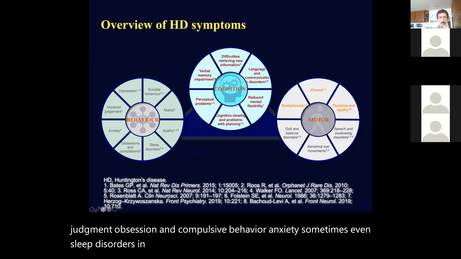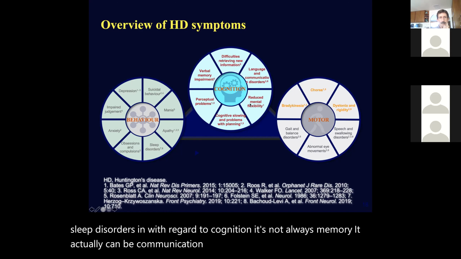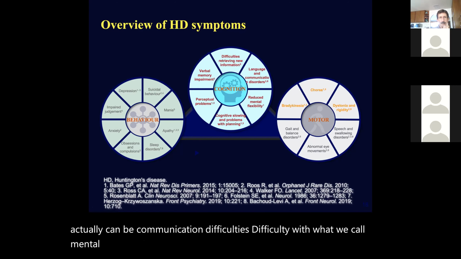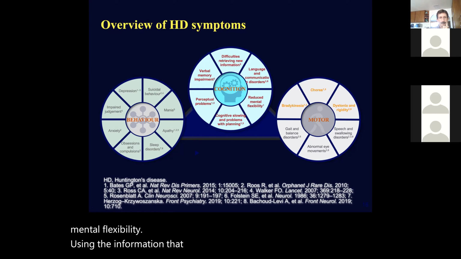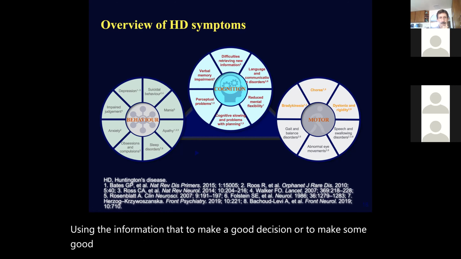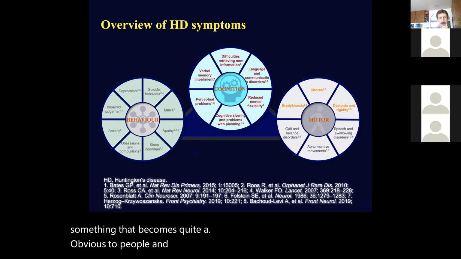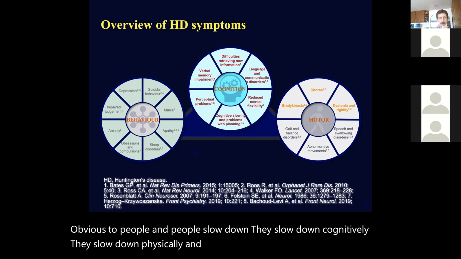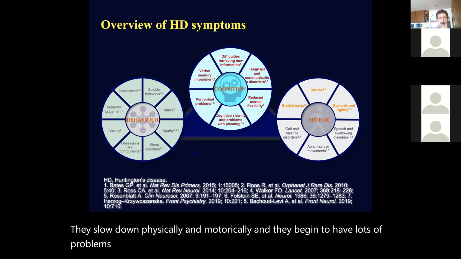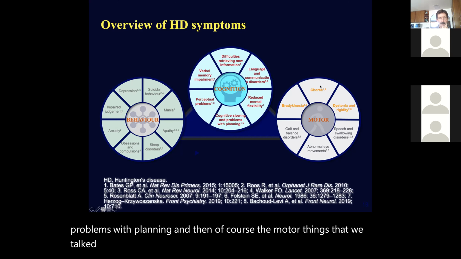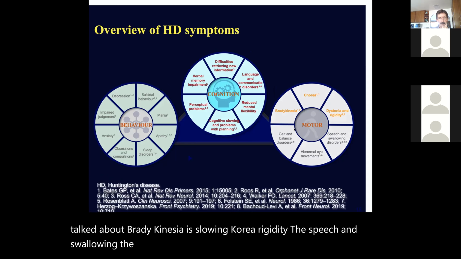With regard to cognition, it's not always memory. It actually can be communication difficulties, difficulty with what we call mental flexibility, using the information that people know to make a good decision or to make some good judgments. Cognitive slowing, and I think the slowing in general is something that becomes quite obvious to people. People slow down cognitively, they slow down physically and motorically, and they begin to have lots of problems with planning. And then, of course, the motor things that we talked about: bradykinesia is slowing, chorea, rigidity, the speech and swallowing, the gait and balance disorders.